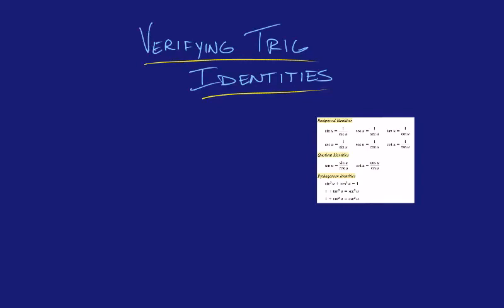Alright, so this video is going to talk to you about how to verify trig identities. A trig identity is something like, for example, 1 plus tangent squared of x equals secant squared of x. The idea here is that when you're verifying the identity, you're going to prove or show that the left side equals the right side, or vice versa, that the right side equals the left side.